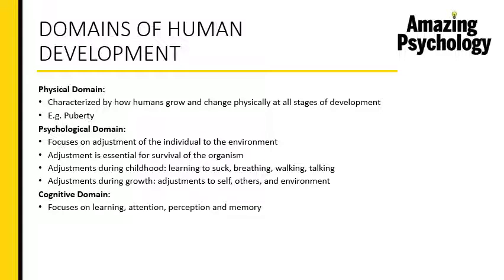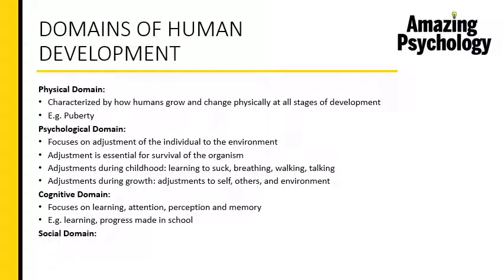The next is the cognitive domain. This refers to changes that occur within the cognition capacity of a human being. Now, examples of that include focusing on learning, attention capacity, perception, and memory. An example of this is how you learn in school and how you are capable of learning all throughout your life, and how much of progress you make in school.